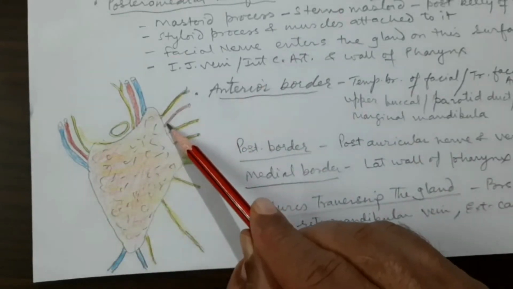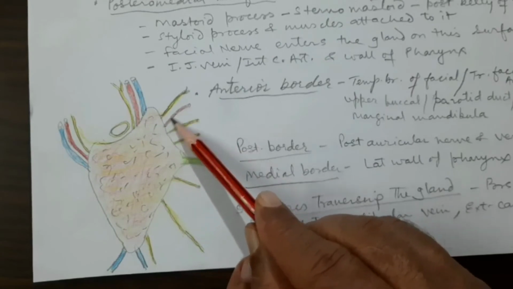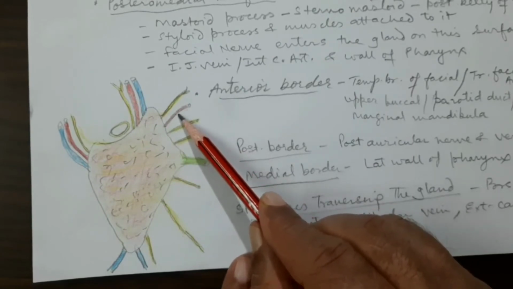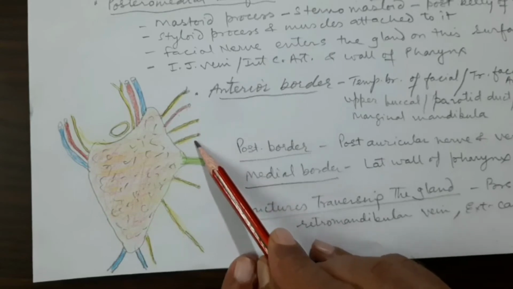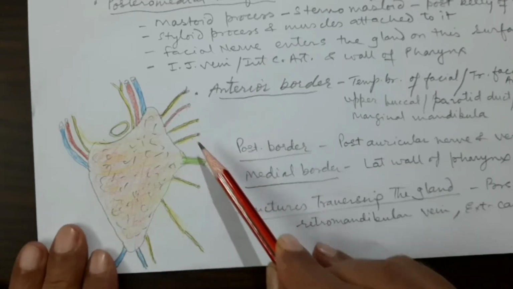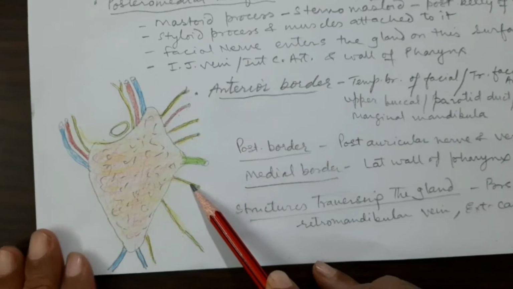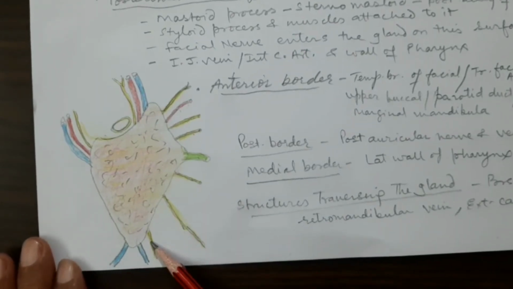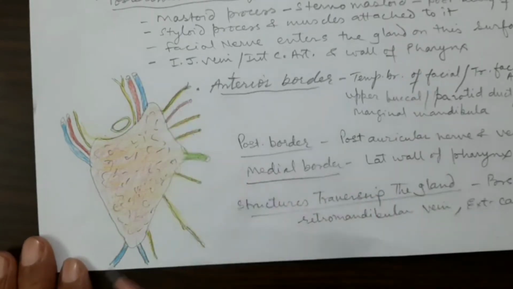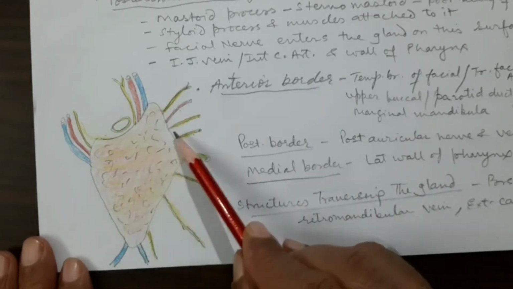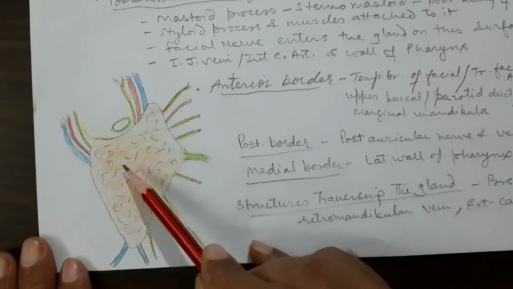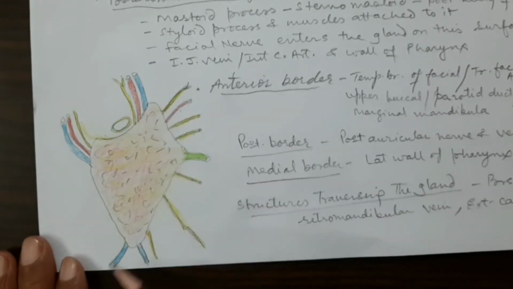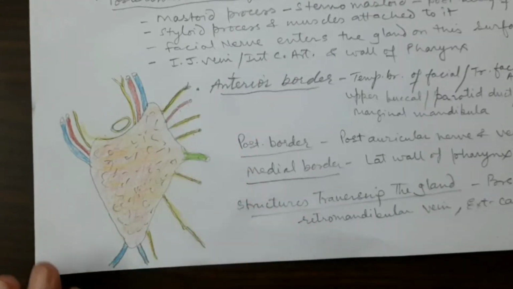Then the transverse facial artery. This is the transverse facial artery. Then the zygomatic branch, then the upper buccal branch, then the duct, then the lower buccal branch, marginal mandibular branch, and then this is the cervical branch. All these are branches from the facial nerve, which has divided into these many branches within the substance of the parotid gland, and they have come out just deep to the anterior margin of the parotid gland.